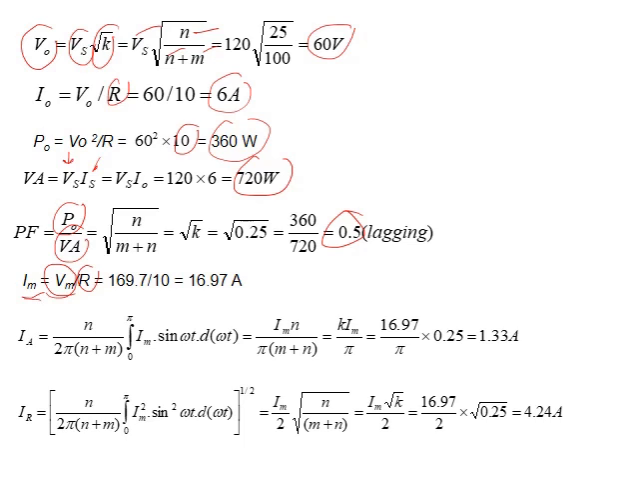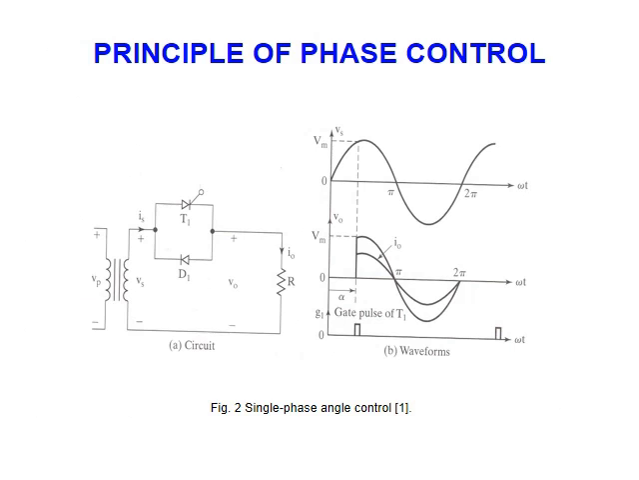Then I come to find the average and RMS of the thyristor current. Again, N over N plus M times 1 over 2 pi, integration from 0, where we trigger at 0, to pi. We did the integration for the sine and substituted everything given in the question, and we got the current. For the RMS, it is the same formula, just we square the function and take the square root. We did it, and we got the RMS current.